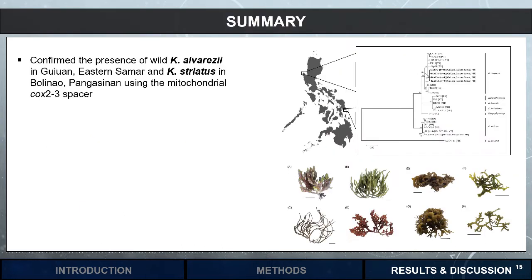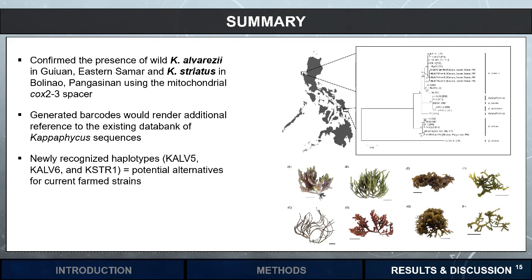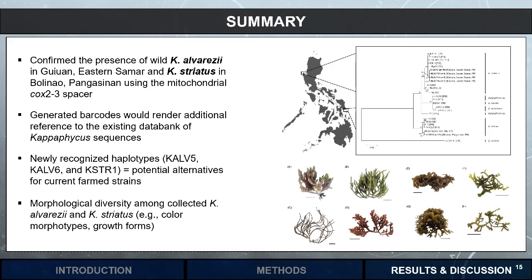In summary, our study confirmed the presence of wild Kappaphycus alvarezii in Samar and Kappaphycus striatus in Bolinao, Pangasinan. The newly generated barcodes increase reference materials in the databank of Kappaphycus, and the newly recognized haplotypes are potential alternatives for currently farmed strains. We also found diverse morphologies and phenotypes among wild Kappaphycus alvarezii and Kappaphycus striatus.